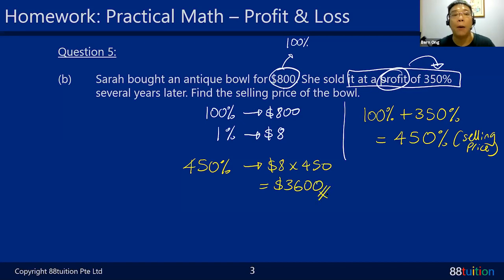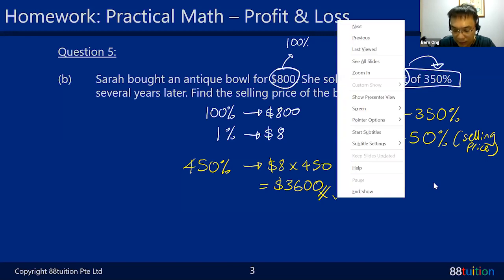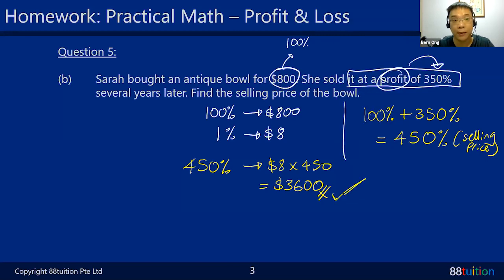Some of you say, hey, I want to find the profit first. Sure. Go and find the 350%. 350% means 350 times 8, which is $2,800. That's the pure profit. $2,800 plus the $800, that's the cost. You have to cover the cost, so $3,600. Isn't it the same answer? It's the same answer. Is it okay? So all these are easy questions. Let's move on.